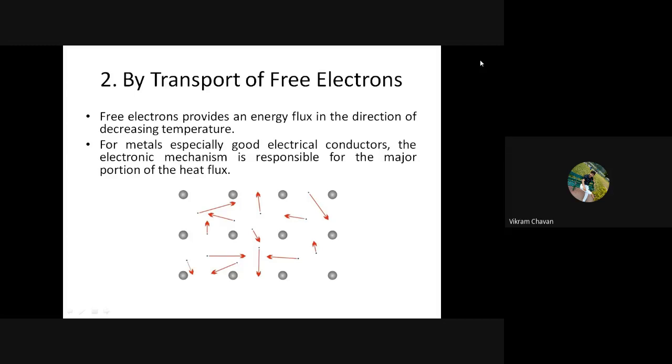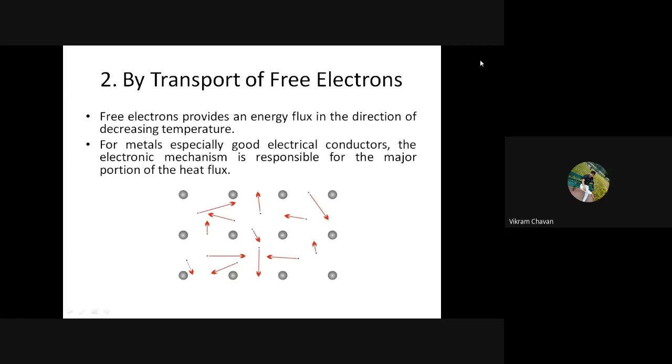Getting everyone? Which are the two mechanisms? First one is by lattice vibration, and second one is by transport of free electrons. Now we have discussed this for solids. These two mechanisms we can consider for solids. How does conduction happen in a solid? Because of lattice vibration, and second because of free electrons.